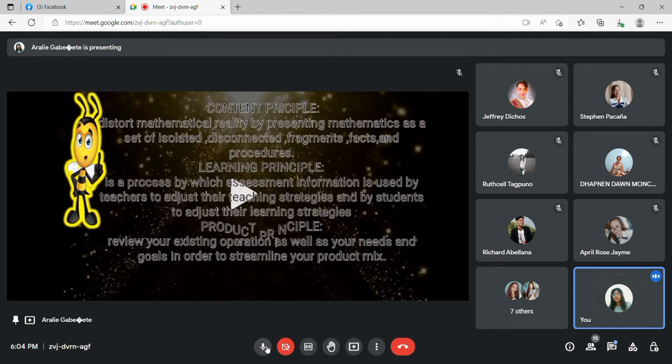And last, we have the product principle. It's not the correct answer also because it reviews your existing operation as well as your needs and goals in order to streamline your product mix. So it is a tangible creation by a student that could take the form of a poster, drawing, and invention. Now, moving on to the next number.